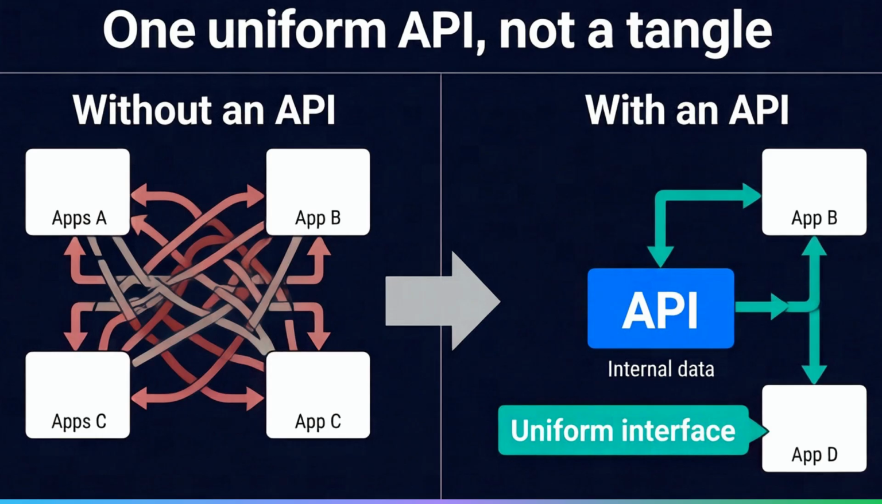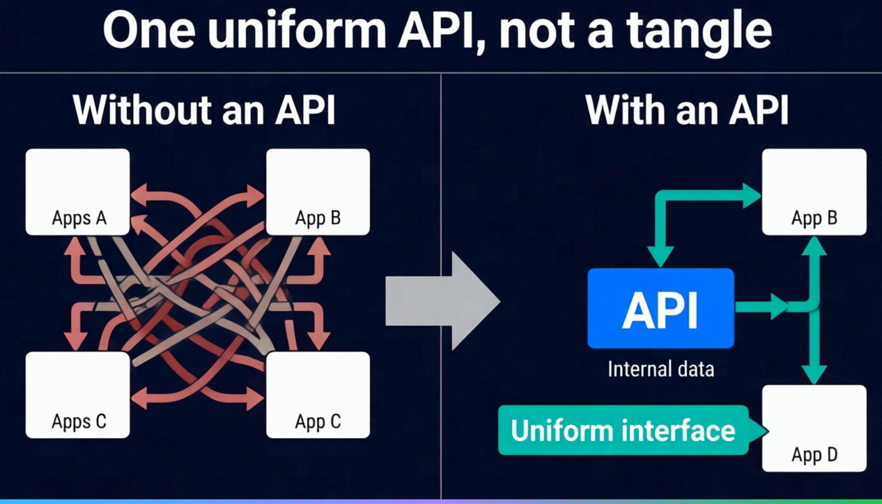An application programming interface, or API, is the agreed doorway into an application's data and services. Without it, every pair of applications needs a custom integration. Add a new tool, and the tangle grows. With a uniform API, several callers can request an app's data without knowing its internal code. Caller sends a request. The API interprets it and returns a response.